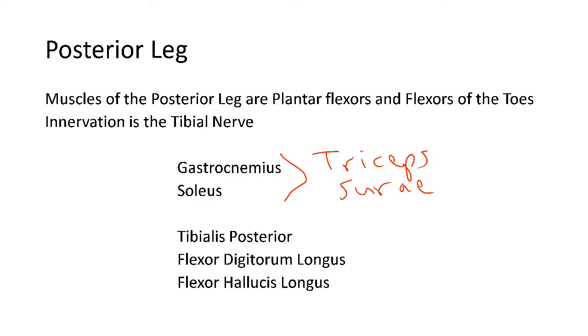Gastrocnemius means the stomach muscle. Gastro meaning stomach. I have no idea why they named it that. Soleus is named because somebody thought it looked like a flat fish, a sole fish. Then the other muscles are named purely location and functional. Tibialis posterior because it's on the posterior tibia. Flexor digitorum, oh, that sounds like it flexes the toes. Longus because it's in the leg. Flexor hallucis longus because it moves the big toe.